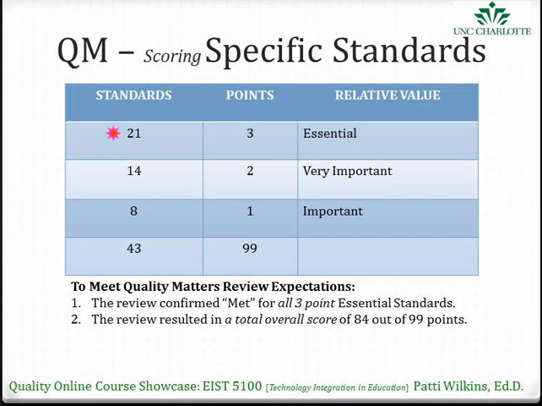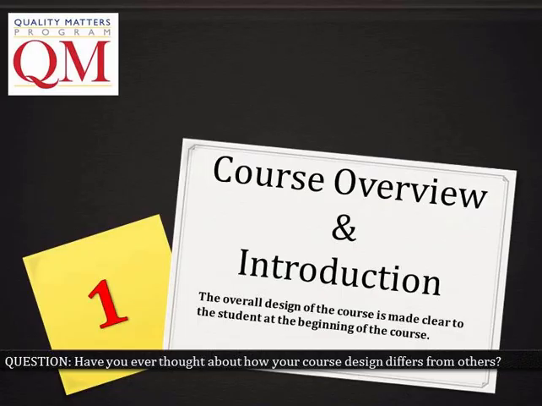Then you've got 14 standards that are very important, worth 2 points apiece, and then 8 standards that are valued at 1 point apiece that are important but not essential. Now, in order for you to pass, as Sam said, you needed to get at least 84 out of 99 points. And I know initially when I saw the 99, I thought, what's wrong? I didn't get 100%, but 99 is as good as you can do.